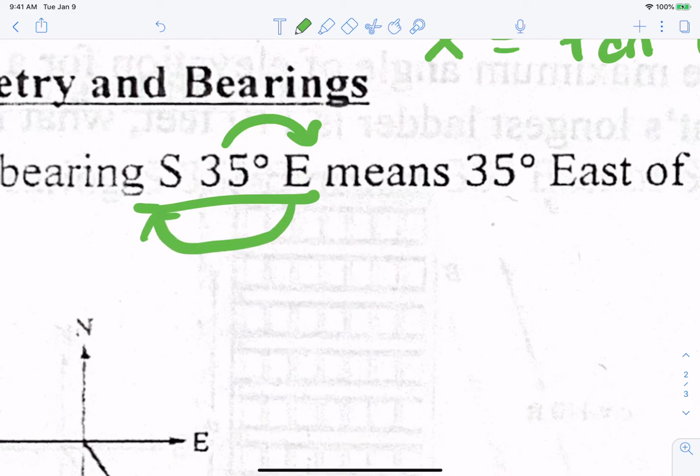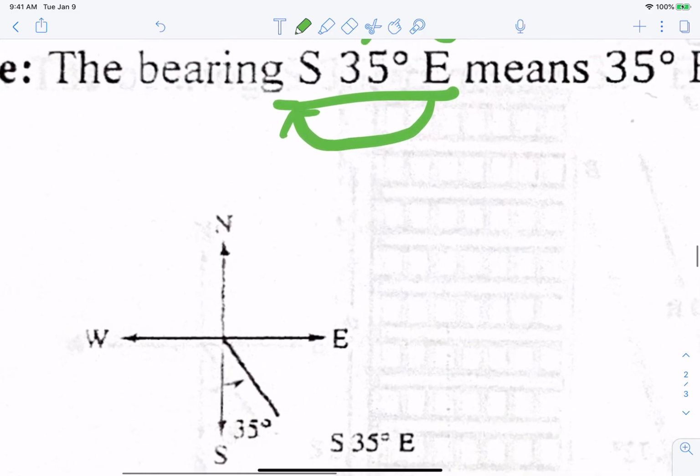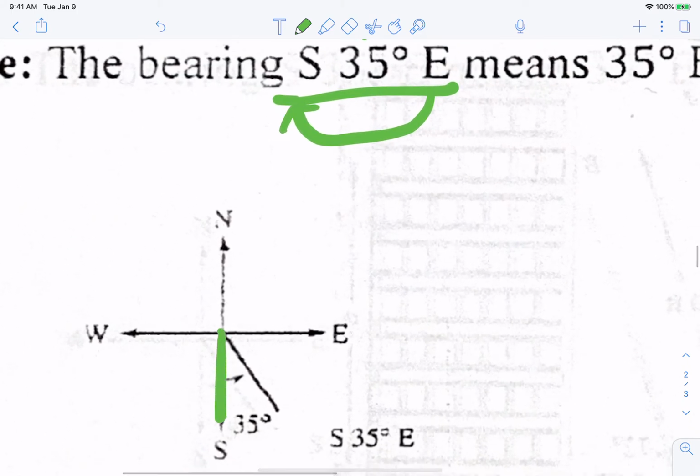Okay? So 35 degrees east of south means you start by going the south direction, but you're 35 degrees on the east side of that. So that's what that looks like. Does that make sense?